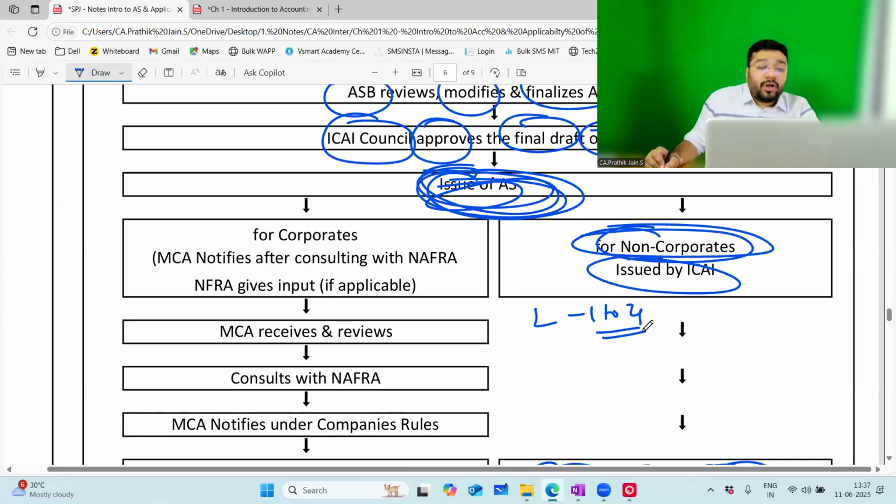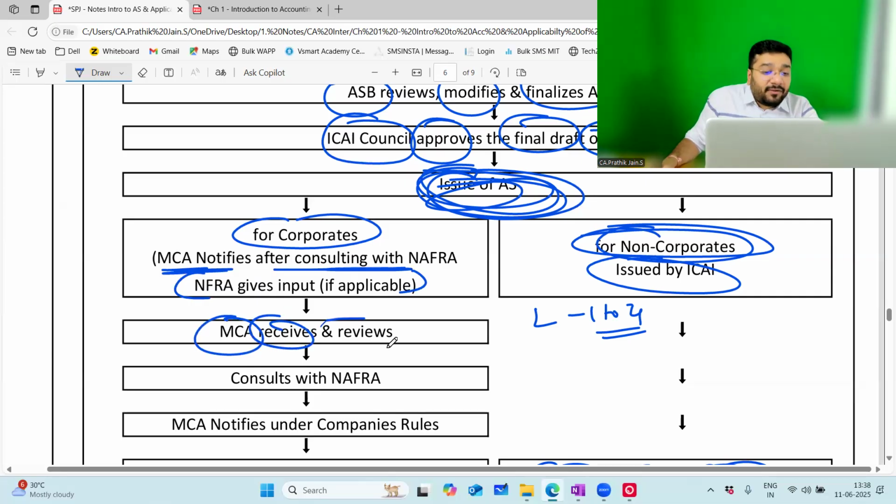But if you want to make this applicable on the corporates, then you have further steps. What are the further steps? To make it applicable on the corporates, MCA has to notify. And MCA will not notify without consulting NFRA. So MCA notifies after consulting with NFRA. NFRA gives input if applicable.